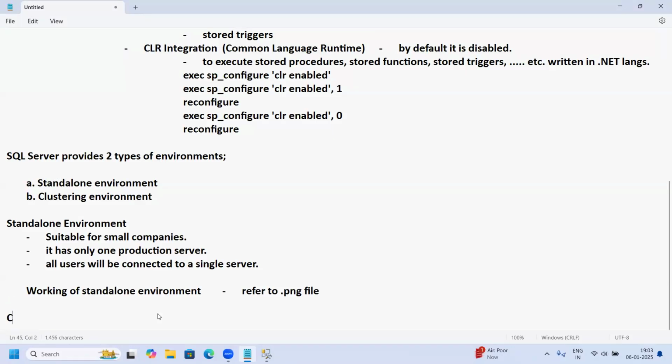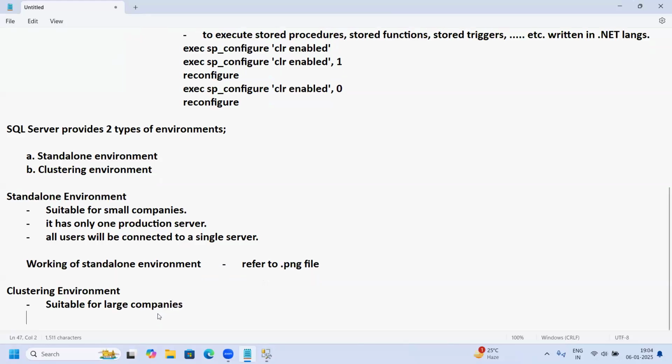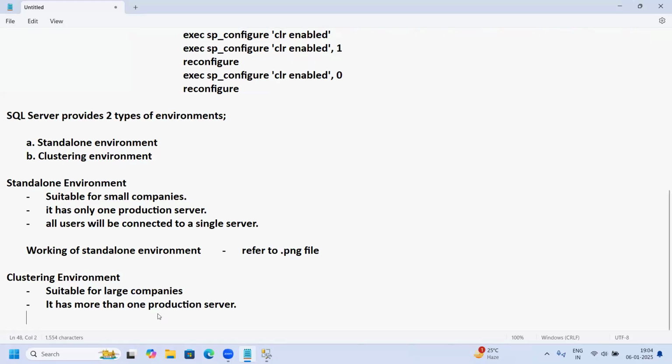If you're talking about a clustering environment, this is suitable for whom? A clustering environment will be suitable for large companies. Plus, what do they have? They have more than one production server. Which means what?